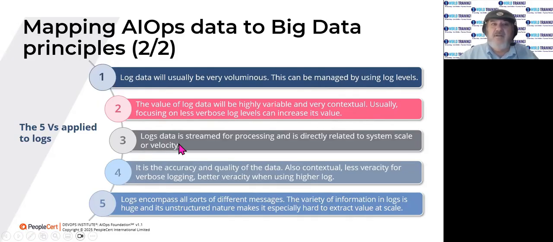Third, logs can be streamlined for processing, or velocity, when things are happening quickly. Or it's the accuracy and quality of the data. That's the veracity. Can it be verified? For verbose logging, better veracity occurs when using higher log levels that are less verbose, in other words. And finally, logs can encompass various sorts of messages. That's variety: the variety of information in logs is huge, and unstructured data.